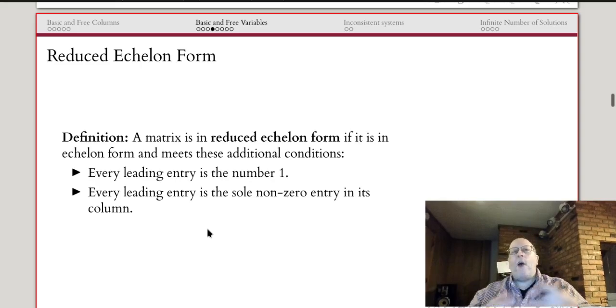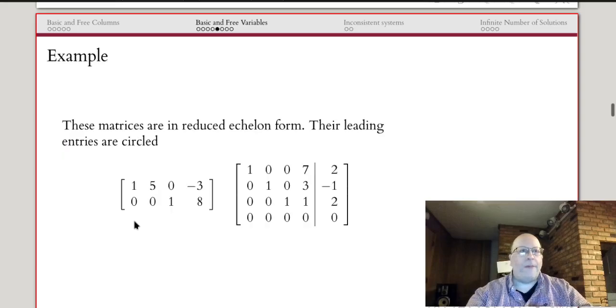In order to write out the set of infinite solutions, we use a special kind of echelon form called reduced echelon form. Reduced echelon form is a more stringent version of echelon form. A matrix is in reduced echelon form if it's already in echelon form and meets these additional conditions. All of the leading entries are the number 1, and each leading entry is the only entry in its column. So now we're putting zeros in the columns as well, so that the leading entry is all by itself. I'll show you an example.